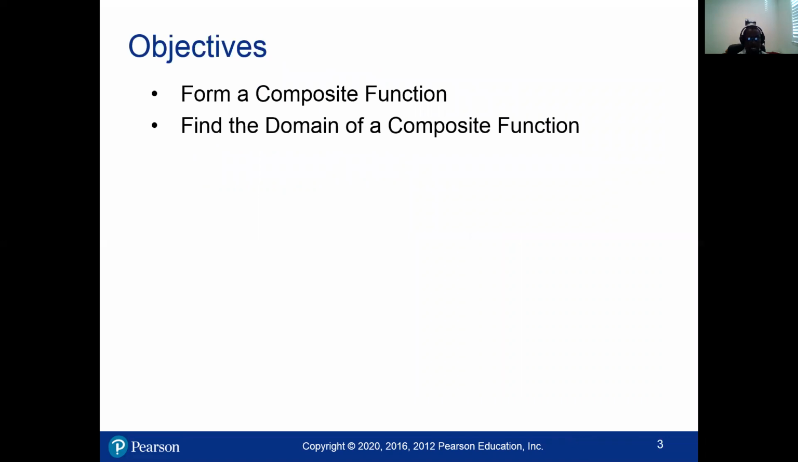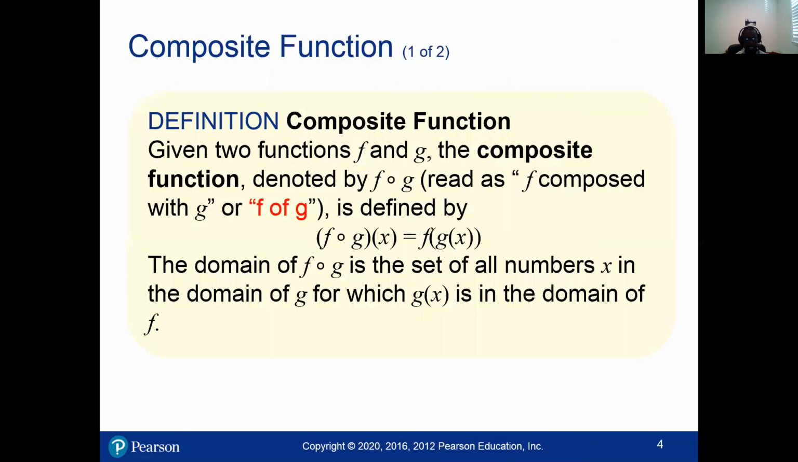We want to learn how to form a composite function and then find the domain of a composite function. Let's start with the definition. Given two functions, f and g, the composite function denoted by f with a small circle g is read as f composed with g, or you can say f of g. I'm going to use this frequently because it is shorter.